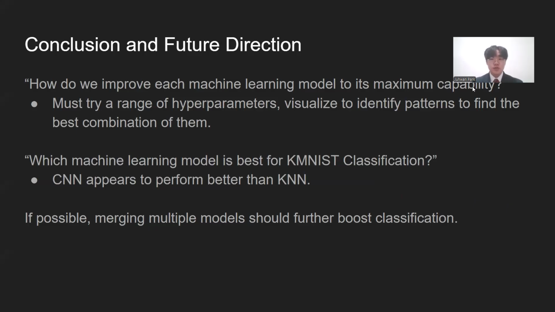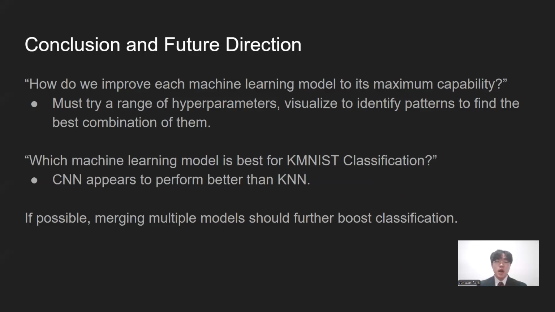Conclusion. Going back to the original questions, how do we improve each machine learning model to its maximum capability? Well, the answer is we have to try a range of hyperparameters and also visualize them so that we can identify patterns, such as the accuracy score decreasing as we increase the number of k values. So we identify patterns to find the best combination of them.